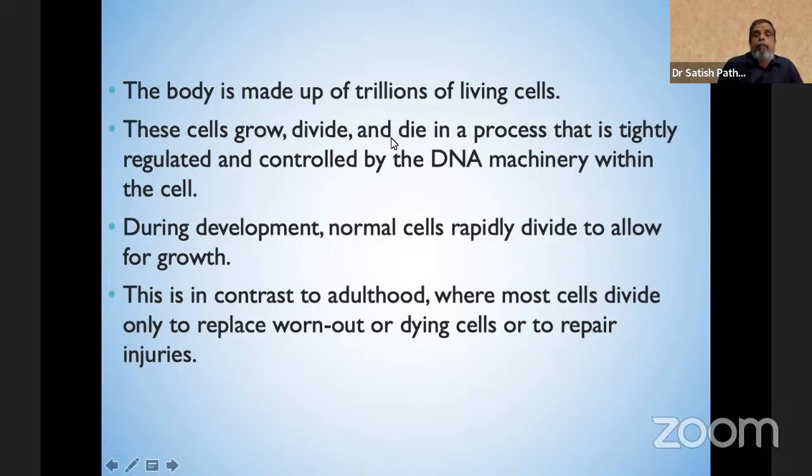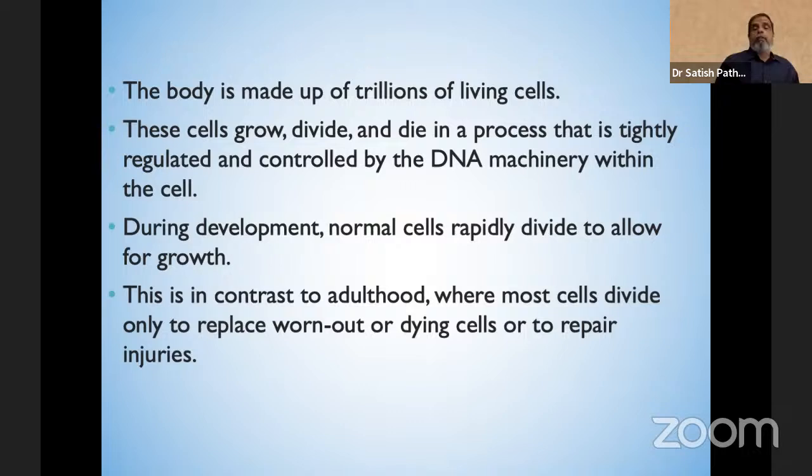The body is made up of trillions of cells, and these cells grow and die, and the DNA controls it. But we have discussed that just now. During development, normal cells rapidly divide to allow for growth. This is in contrast to adulthood, where most of the cells divide only to replace burnout. In children, what happens? He has to grow. So when the cell divides, it divides to have the growth. But in an adult patient, it is only to replace the dead cells, because lakhs of cells are dying and lakhs of cells are produced. So they only replace it. This is the difference between children and adults.